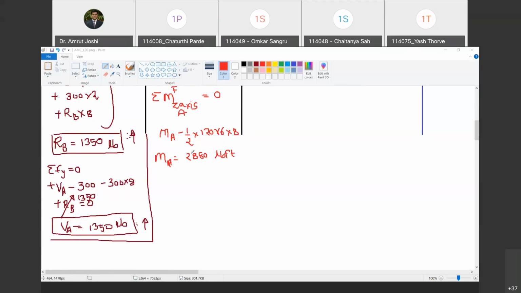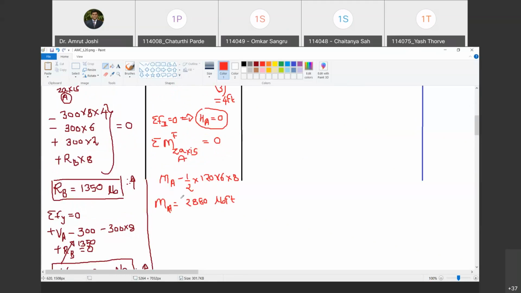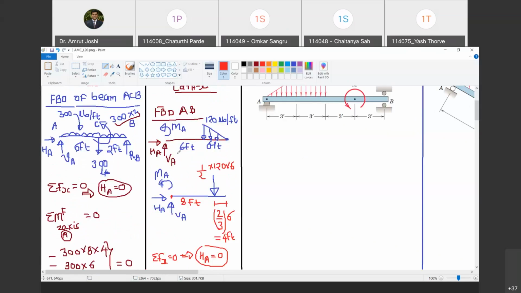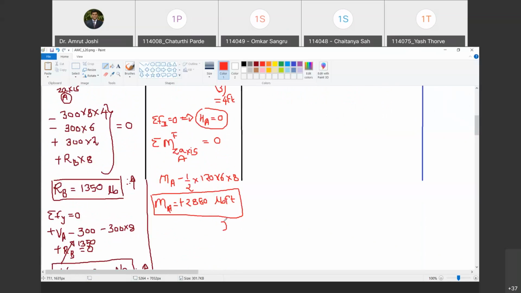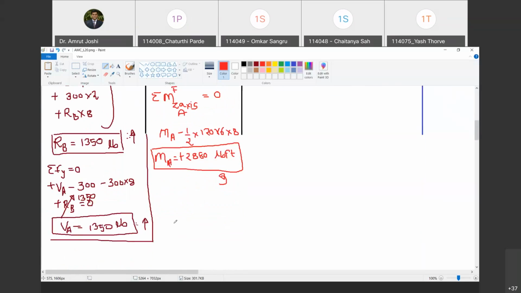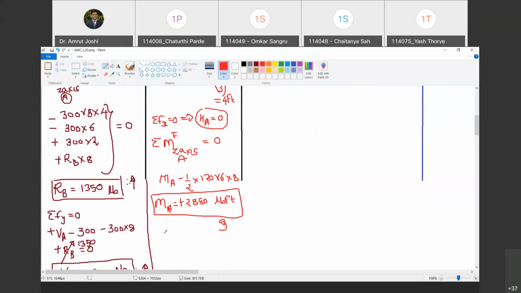So MA is equal to 2880 pound feet, and it has turned out to be positive. What is its meaning? So the assumed sense is right. The assumed sense was anti-clockwise, so it must be anti-clockwise. What is the next thing that we are going to do now? We are going to do summation Fy equal to 0. Happy? Yes, sir.